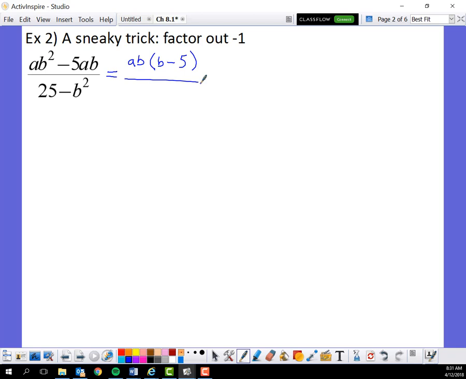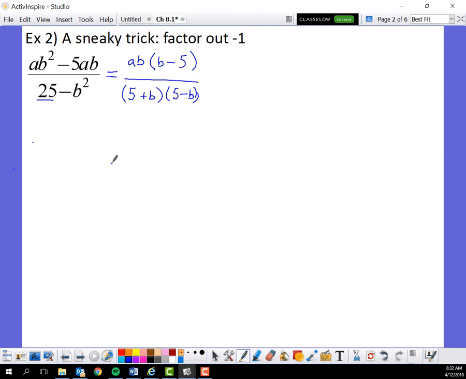Now the bottom, to know how to factor that, you're going to have to remember how to handle a difference of squares. Is 25 a perfect square? Yes. Is it a difference? Yes. Is B squared also a perfect square? Yes. So what we have here is a difference of squares, which we know from Algebra 1 and then again from Algebra 2, that we can factor in a unique way. It's going to factor to 5 plus B times 5 minus B. Just factor the difference of squares. Again, you've learned that before. It's up in your brain somewhere.